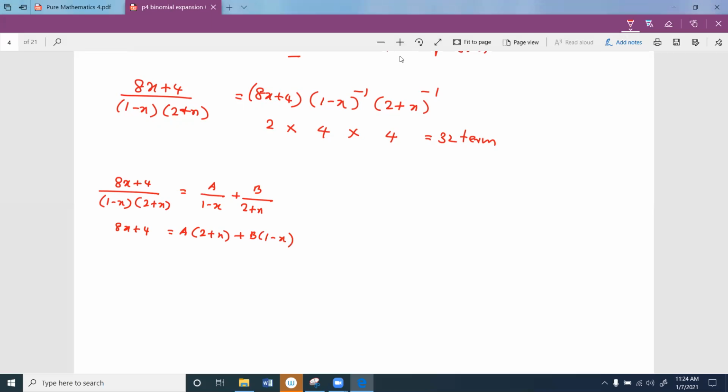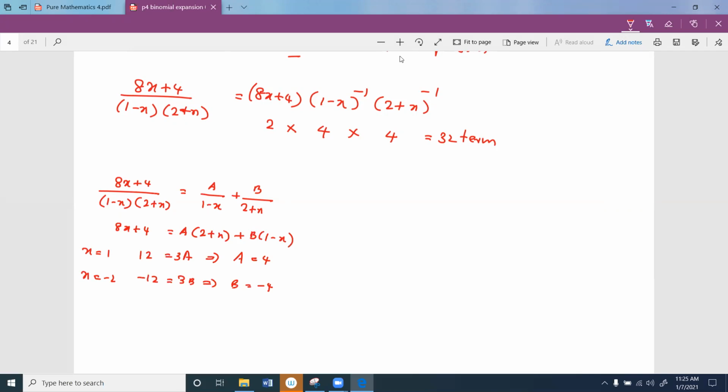Right. Okay. If you make x equal to 1, it turns out to be 12 equals 3a. With this, you get a equals 4. Then if I make x equal to minus 2, minus 16 plus 4 is minus 12, which equals b times (1 minus minus 2), which is 3b. Therefore, b becomes minus 4.